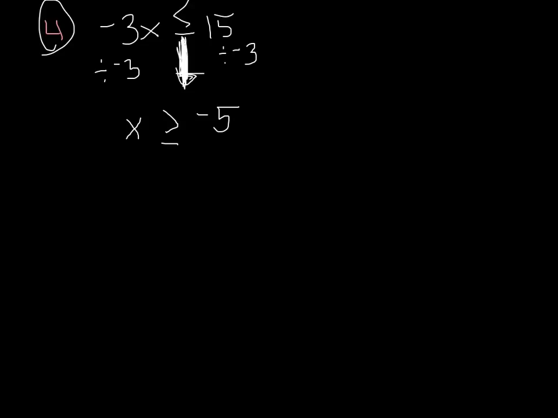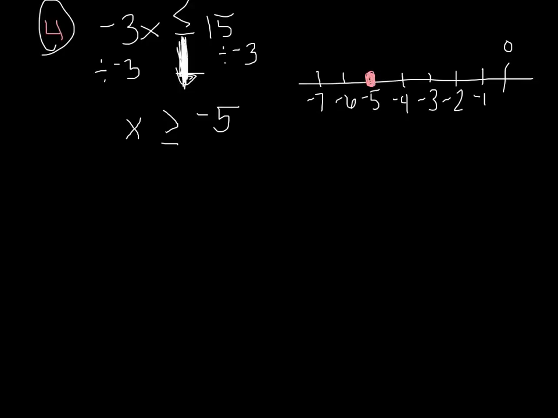Okay, so now I need to graph this. This one's a nice easy one. I'm going to put 0 right there because it's a negative number. Negative 1, negative 2, negative 3, negative 4, negative 5. Keep going. Negative 6, negative 7. Okay, now x is greater than or equal to. So since it is equal to, I'm going to color in my circle. It is a closed circle because it can equal negative 5. And x is greater than or equal to, so greater than goes to the right. Draw our arrow on the end, and we are good to go.